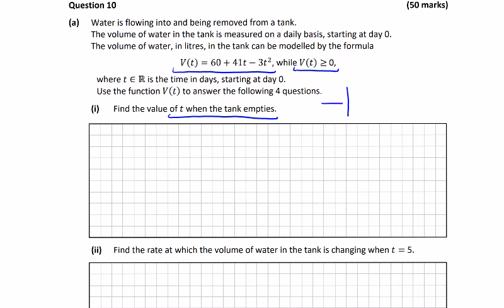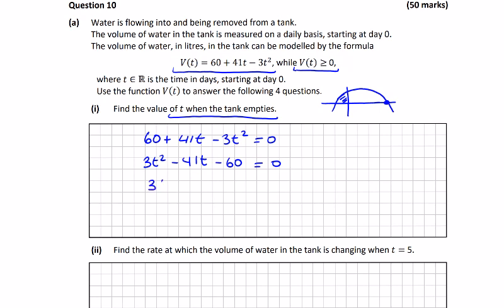So this is an inverted quadratic. There's going to be a tiny bit of it to the left that wouldn't be acceptable, and we're looking for this time here. So when is this quadratic equal to 0? 60 plus 41t minus 3t squared equal to 0. So 3t squared minus 41t minus 60 equal to 0.